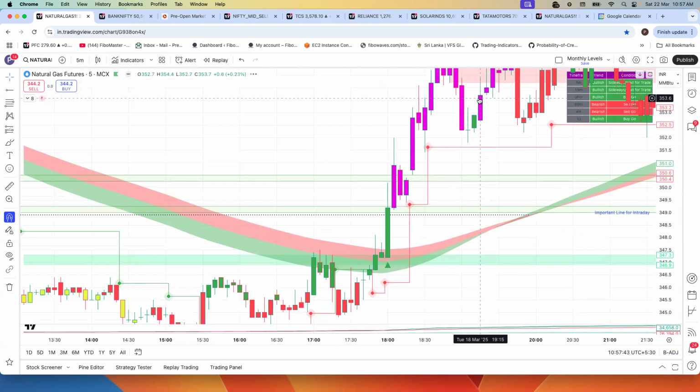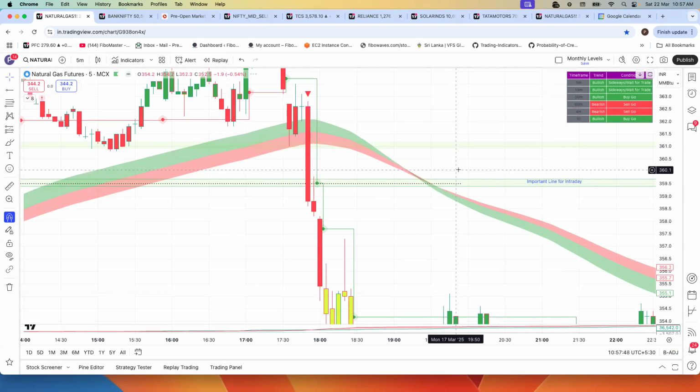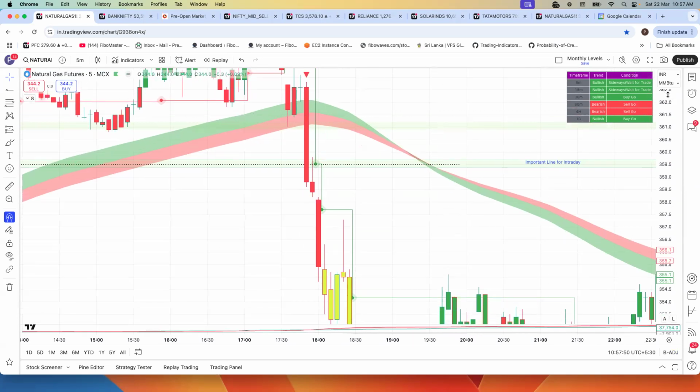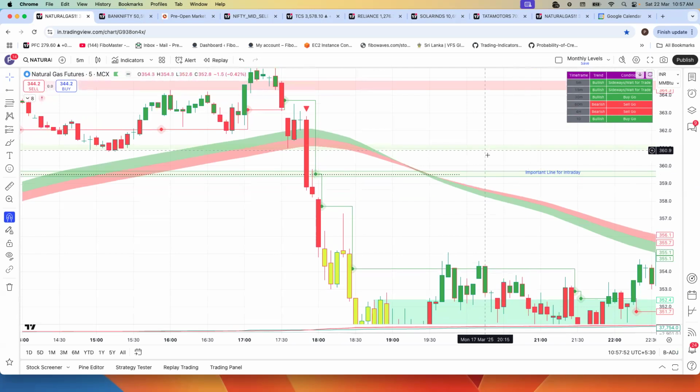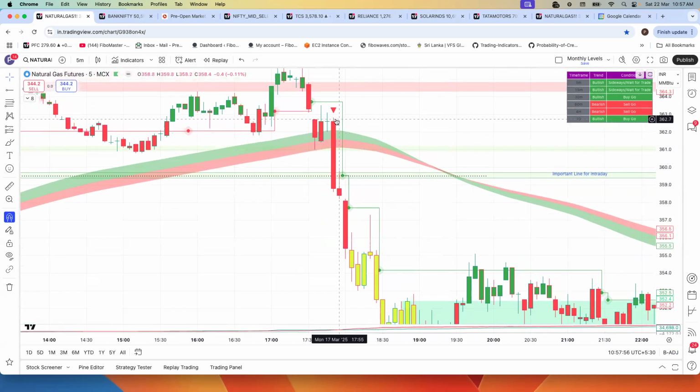First rule that we have to follow, first rule is what? Following the trend. Trade, follow the trend. So here it is away from the trend, correct? Any time frame we can follow, right? Any time frame you can follow.